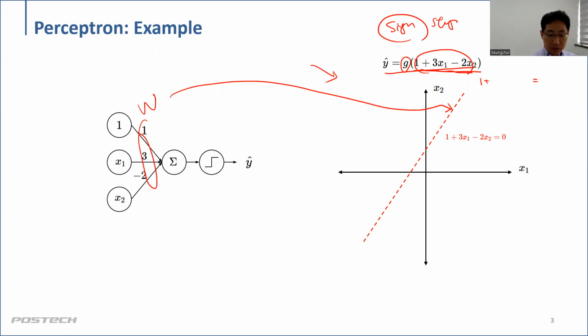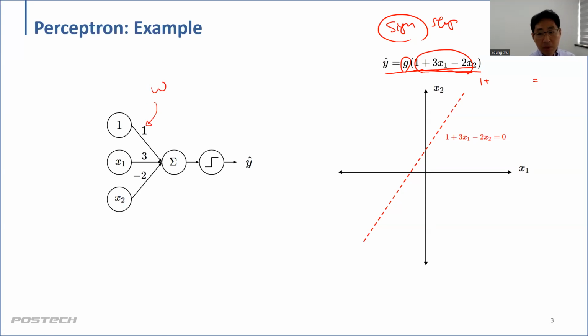Now suppose we have the omegas. Remember, data is given, and out of that, we want to find the omegas. After some calculations and the training or learning process, suppose we got some omegas.